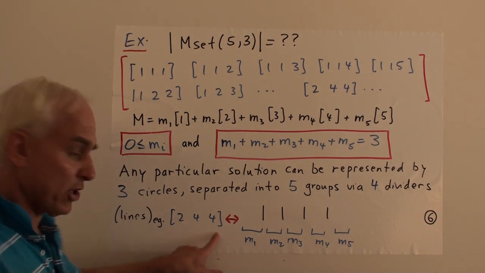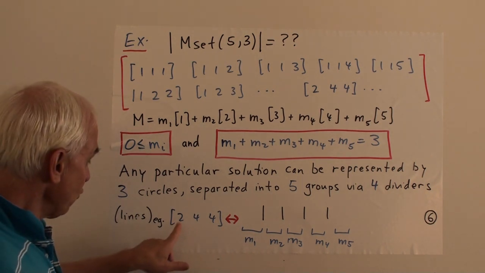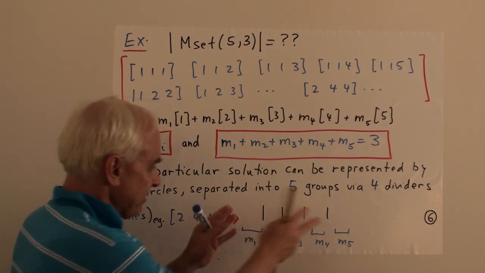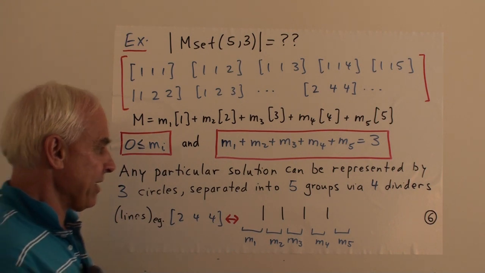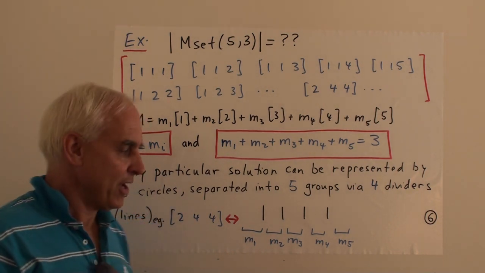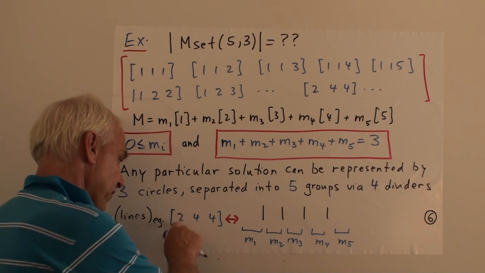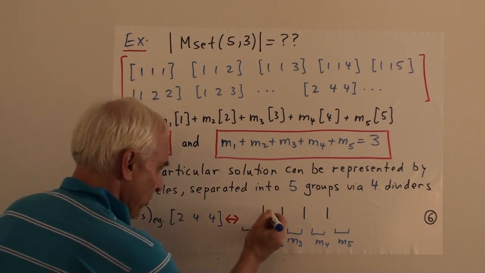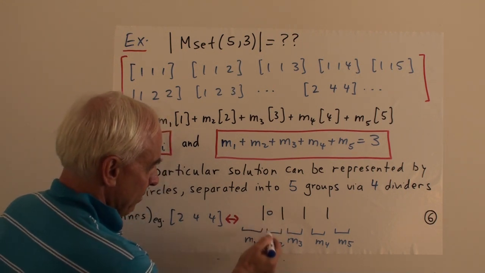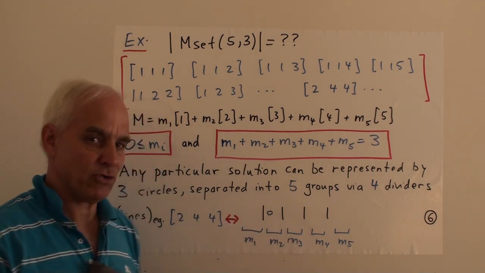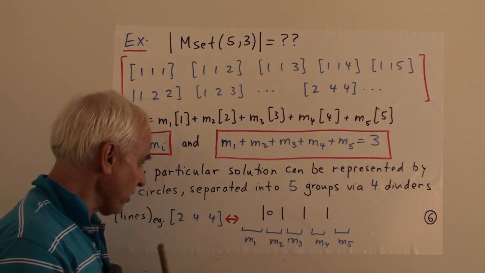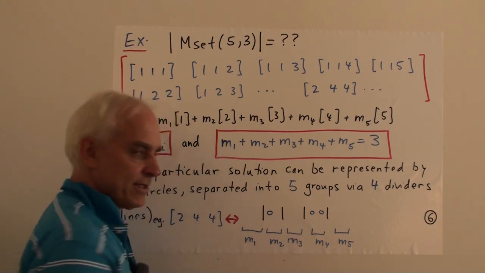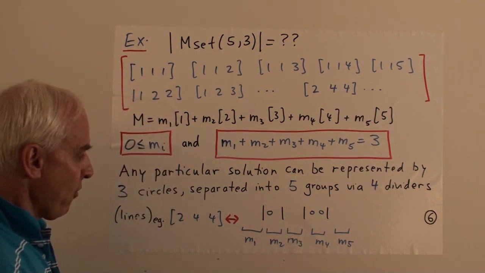And if we're looking at a particular MSET like this one, it has a 2 and 2 4s. We're going to represent that in this diagram by making some circles. So we're going to make 3 circles, 1 for each one of these entries. There's a 2, so we're going to put a circle in the little box labeled M2. And there are 2 4s, so we're going to put 2 circles in the box labeled M4.